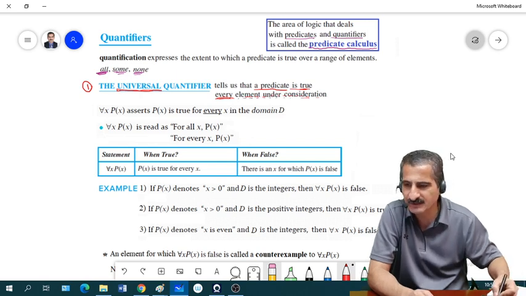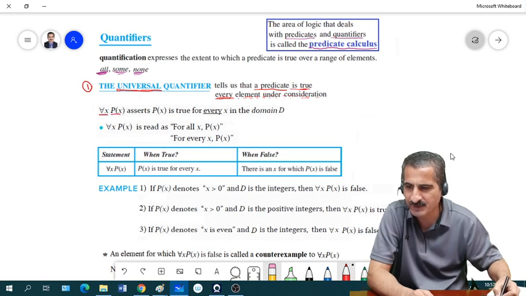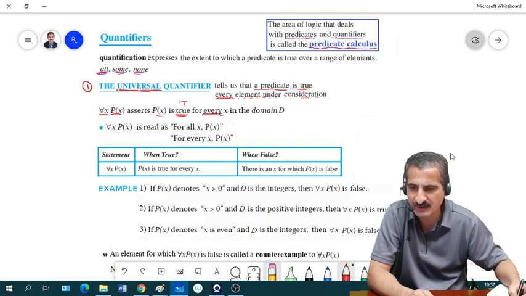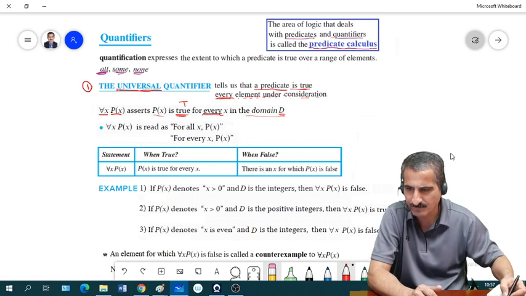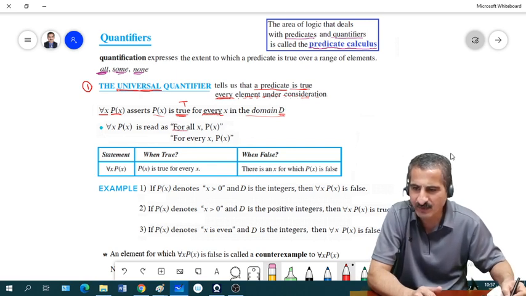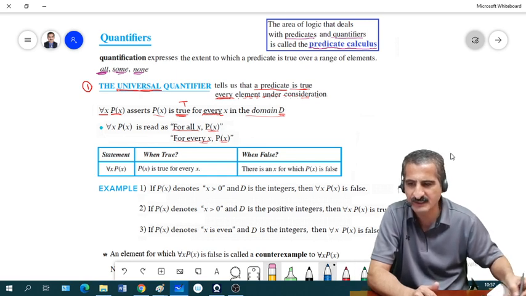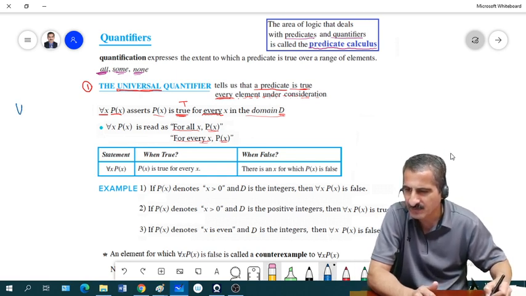And it is written this way: for every x, p of x, which asserts that p of x is true for every element in a given domain D. So D will be given as a domain. And it reads as for all x, p of x happens, or for every x, p of x happens. To emphasize that, I would like to write it and read it again. For every x, some predicate p of x happens. This is a universal quantifier.